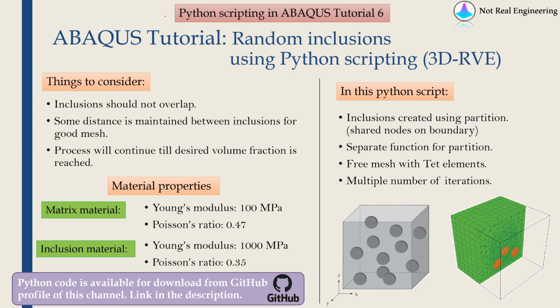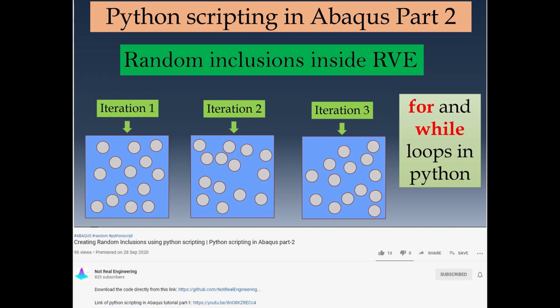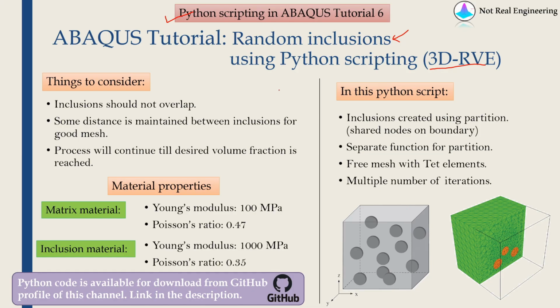This is the sixth video in the series Python scripting in Abaqus tutorials. And in this video, we are going to see how to create random inclusions using Python scripting, but in 3D RVE. Few months back, I uploaded this video where we created random inclusions in RVE using again Python scripting, but in two-dimensional case. And I got many requests to create a similar video for three-dimensional case. So that's why we are doing this.